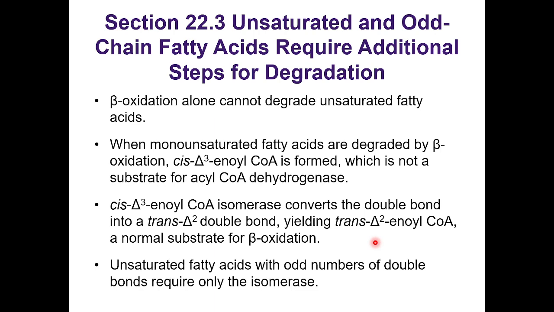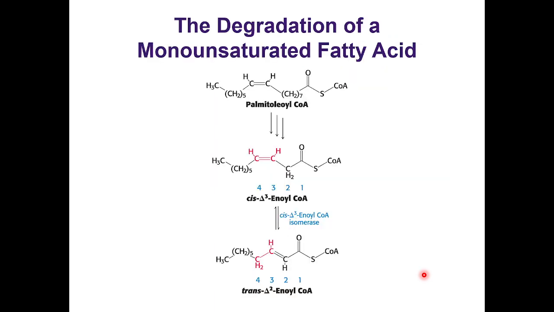Okay? The unsaturated fatty acids with odd numbers of double bonds require only the isomerase. And so this is what we're talking about right here. So this chain right here, see how it's C7 here? We'd be cutting. We'd encounter this eventually, right? So these are just normal beta oxidation reactions up here. Eventually, we're going to get the cis delta 3 enoyl CoA.